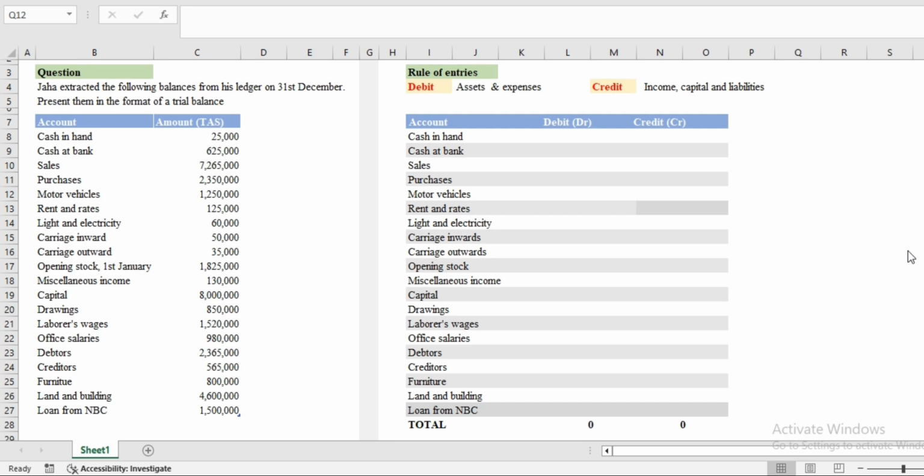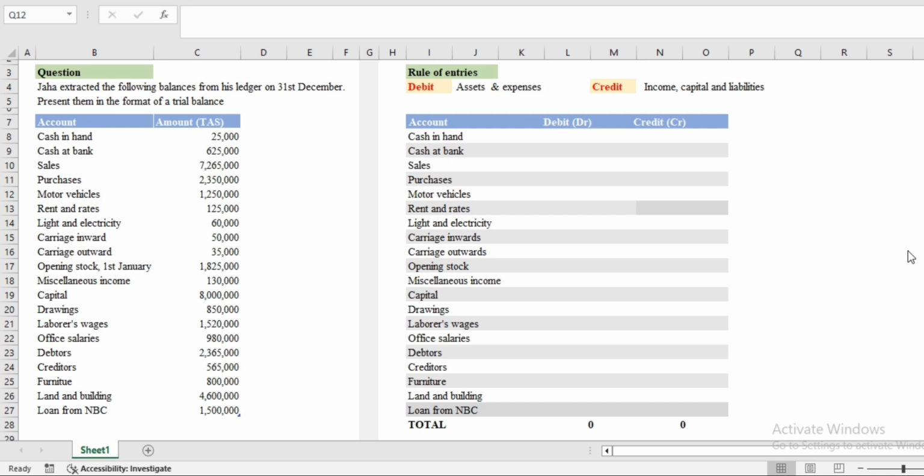The question says Jaha extracted the following balances from his ledger on 31st December. Present them in the format of a trial balance. Now we're not going to be wasting time reading the entire question. We're going to directly move into answering it, as answering this is going to involve also rereading the question again.